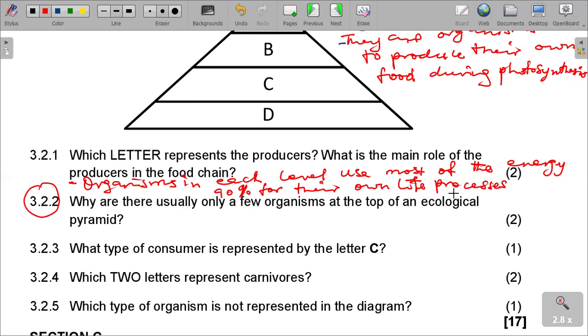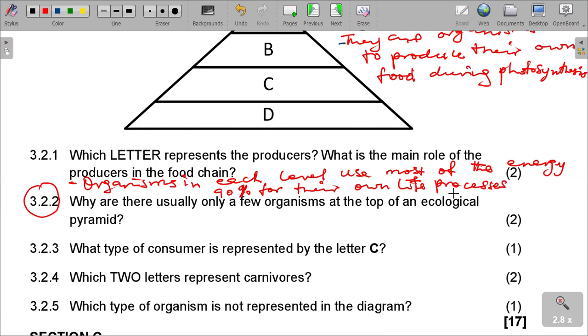And therefore, the consumers at the top of a food pyramid have much less energy available to them, and only few consumers can be supported. That is the reason. At each level, most of the energy is used by what? By organisms at each level.